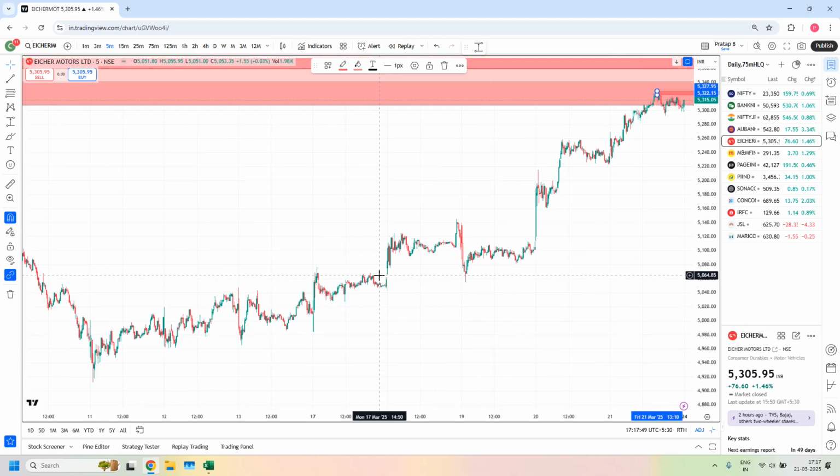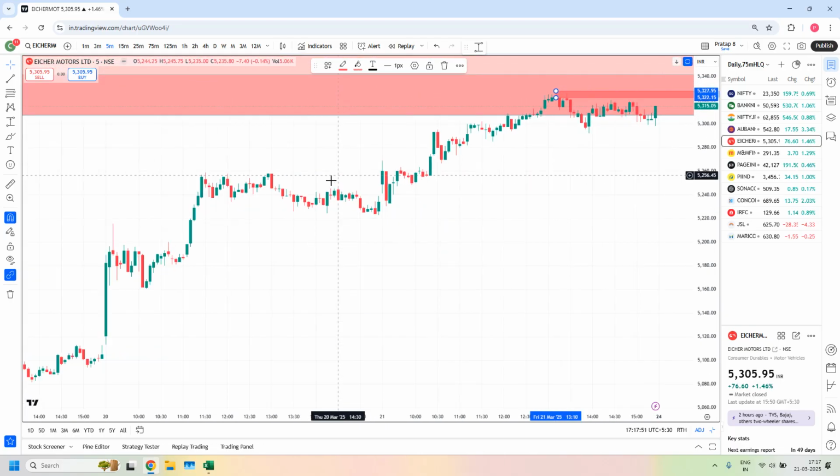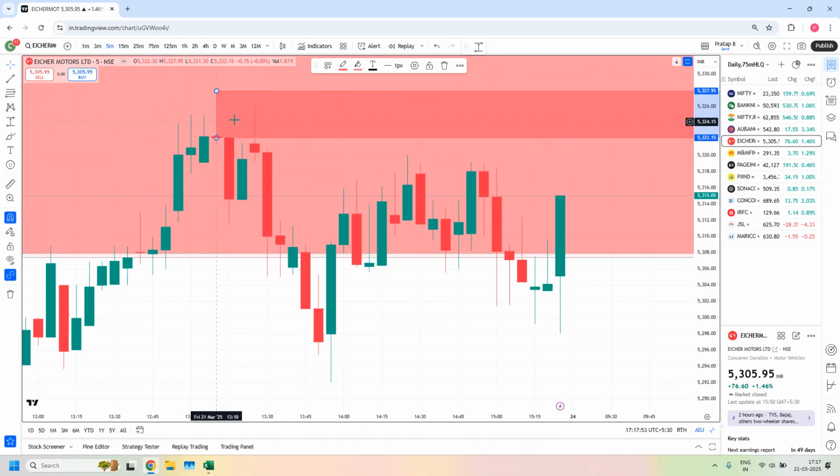This is the 15-minute zone. In the 15-minute zone, institutions created a dynamic zone. Rally-based drop. See, medium-sized candle rally-based drop. From here again a zone is created, rally-based drop, and this is the origin.